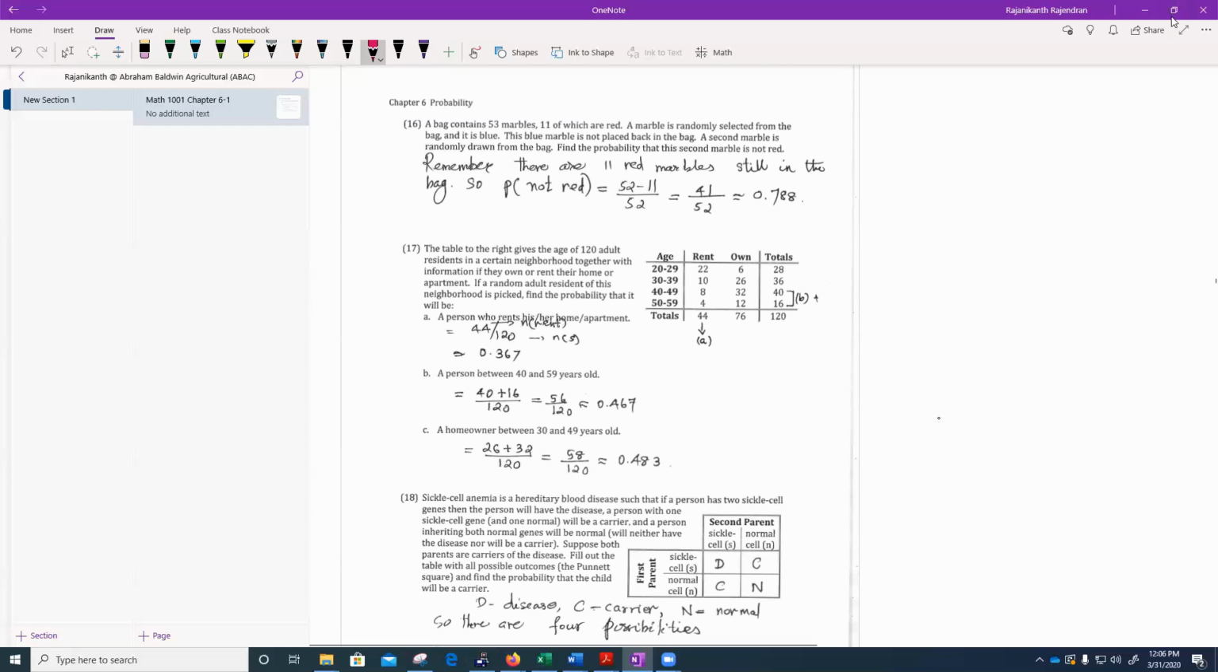So that means there are 53 in total. You are taking one out, the first marble, which is blue. That means you are choosing a blue the first time. That means now the leftover is 52 for the second time, but still all the red marbles are there, still 11 red out of 52. Now the question is, for the second time, what is the probability that it is not red?